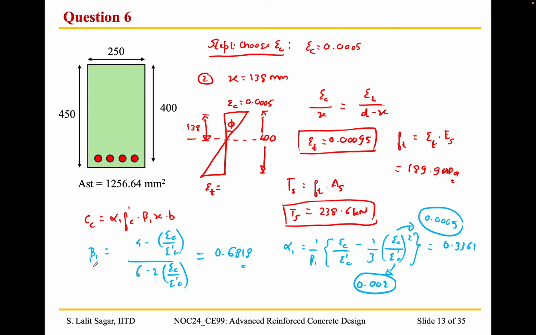Okay, so when we substitute it in this particular equation, we get the value of Cc as 237.2 kilonewton, right?